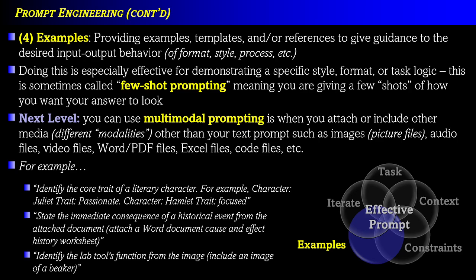Here's a couple examples. Identify the core trait of a literary character. For example, character Juliet trait, passionate, character Hamlet, trait focused. So you hear in this one, you're providing it in textual form, the example you're looking at. State the immediate consequence of a historical event from the attached document. And then you would attach a Word document, a cause and effect history worksheet. And finally, identify the lab tool's function from the image. And you would attach an image of something like, for example, a beaker, so that it has a context and it has an example.